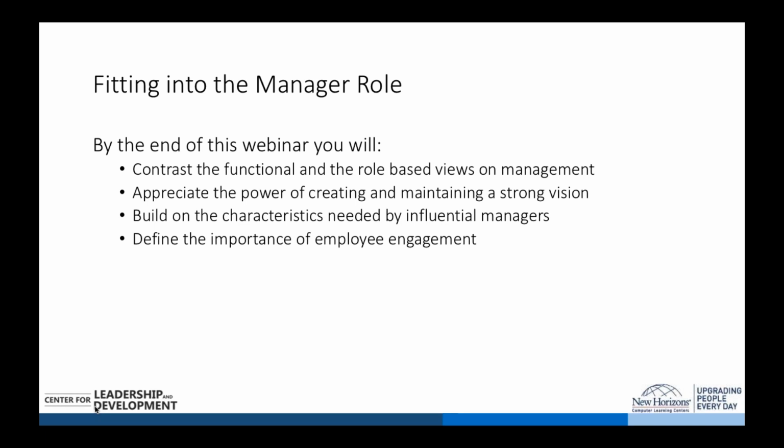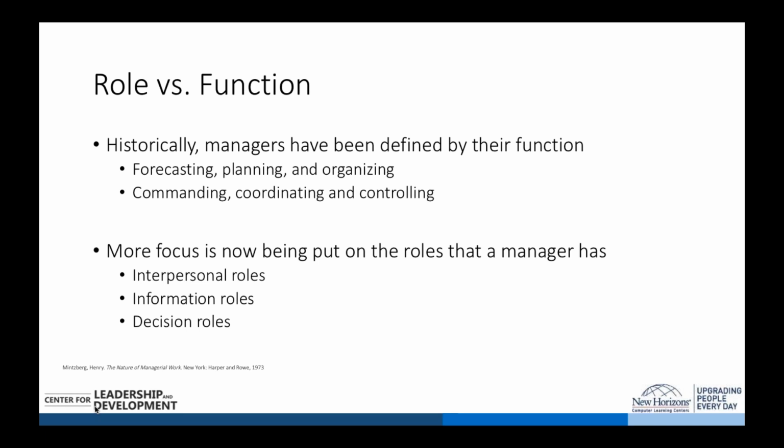So we'll start off contrasting the functional versus the role-based views on management, just to set the stage of what modern management looks like. Then we'll look at the power and the appreciation for what creating and maintaining a strong vision can do for you, and the characteristics required by influential managers. Finally, we'll end off talking about communication and employee engagement and influence. So we'll get a rounded view of management and what new managers need to be concerned with. But let's jump in and start talking about the different ways of looking at management.